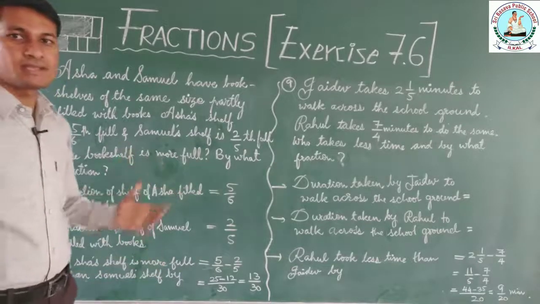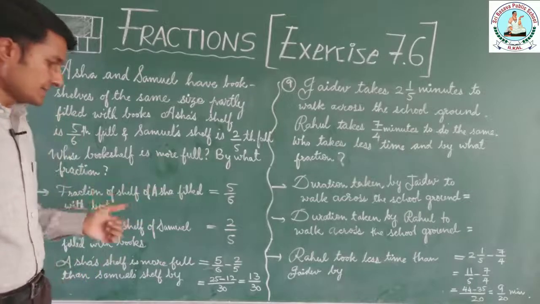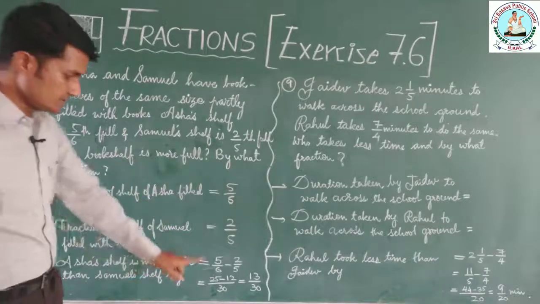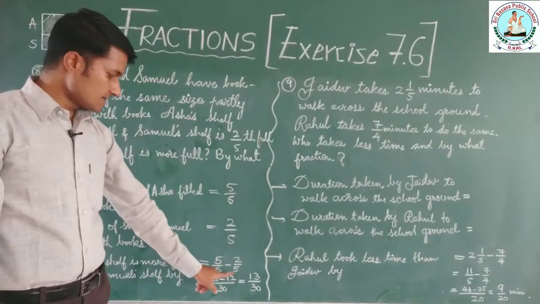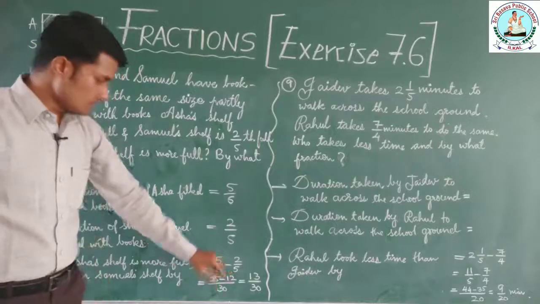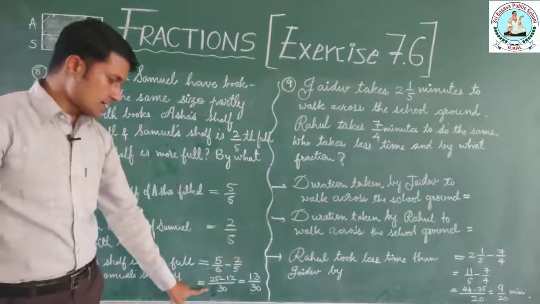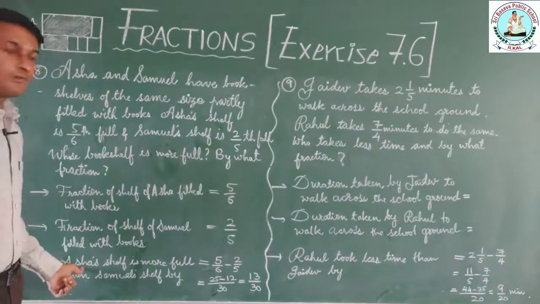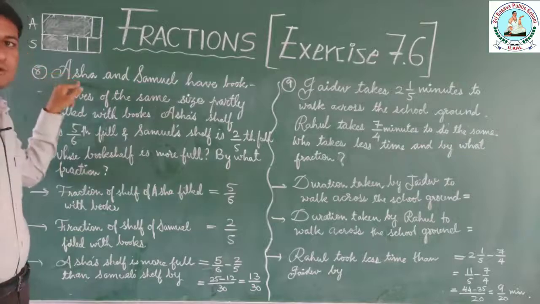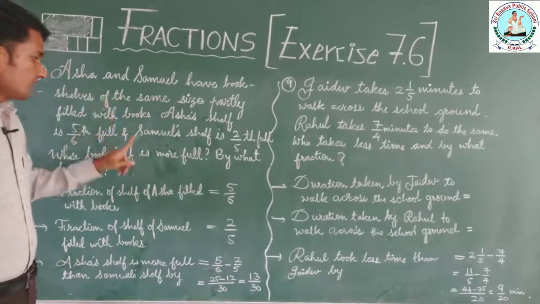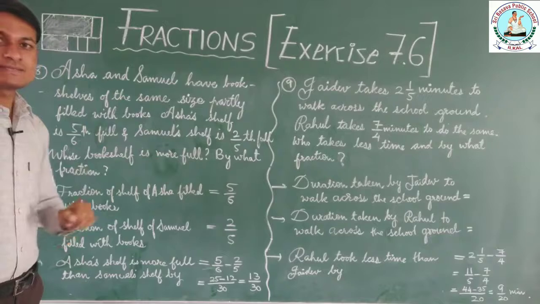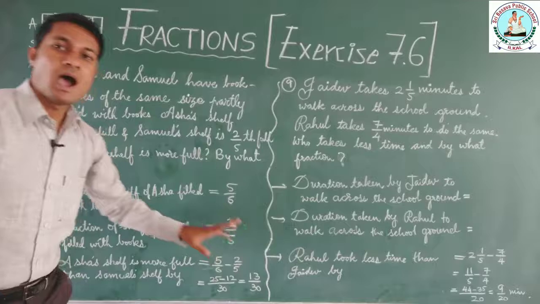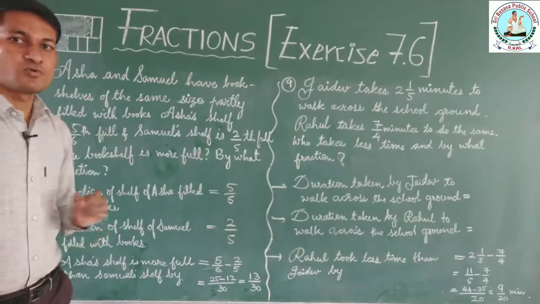So we need to take the difference, then only we can easily decide whose bookshelf is filled with more books and by what fraction. So this is the fraction of Asha's bookshelf and this is the fraction of Samuel's bookshelf. Just take the difference, and you will understand that 13/30 is the fraction by which Asha's bookshelf is more full than Samuel's bookshelf. So 13/30 is the fraction. So by this fraction, Asha's bookshelf is more full, right?